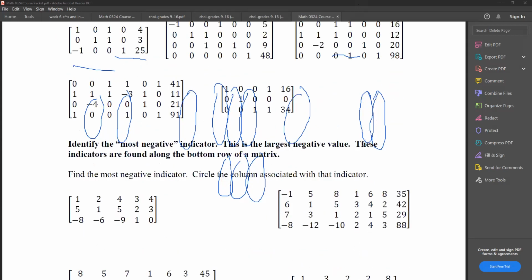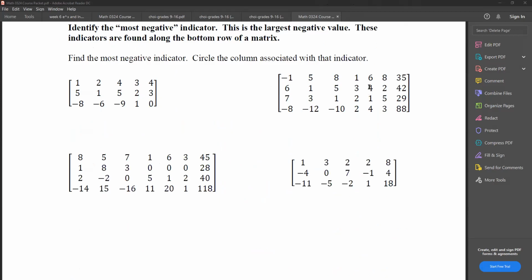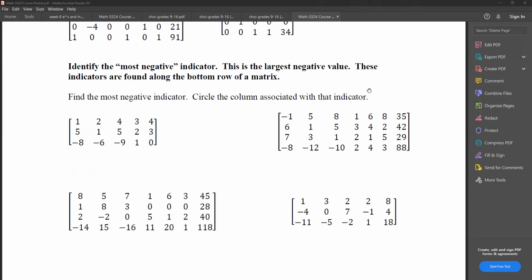All right, let me go down. So one of the things you're going to have to do with simplex tableau, and I'll probably do a separate video on this, is figure out what they call the pivot row and the pivot column. Now the indicators, what they call an indicator, are the numbers in the bottom row. When you do a simplex tableau, they're going to be the things you want to optimize. This is different than the rest of the matrix.